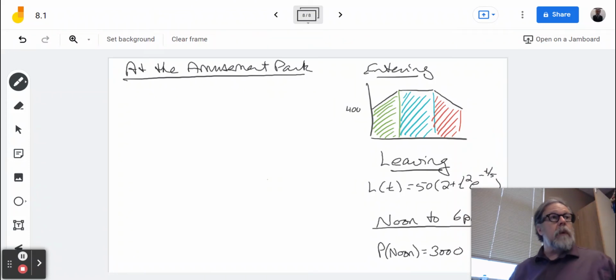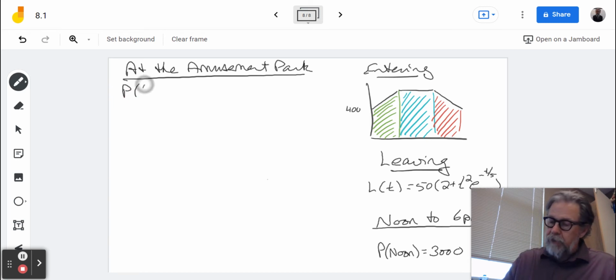Okay, let's look at a quick problem involving flow of people into and out of an amusement park. We're given the following information. First of all, people are entering the park at the rate as shown on this graph. People leaving the park is modeled by this equation that we see down here on the right-hand side. And at noon, there are 3,000 people in the park. And the question is, how many people are in the park at 6 p.m.?